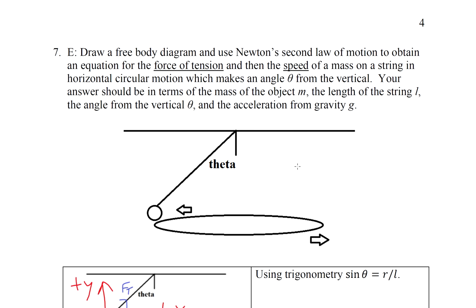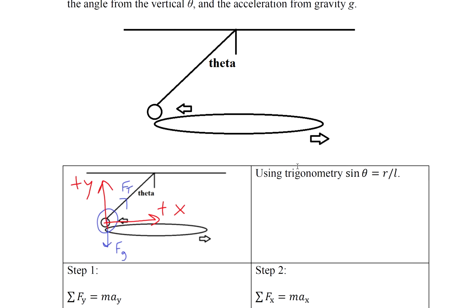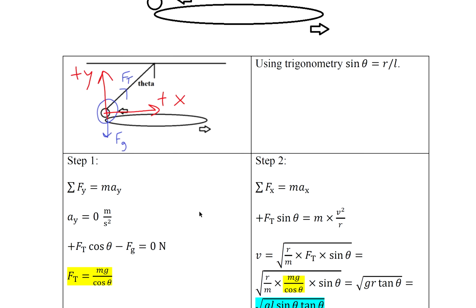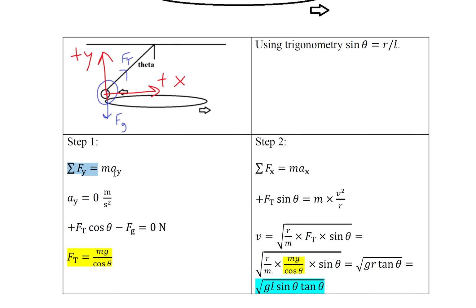Question 7. Draw a free body diagram and use Newton's second law of motion to obtain an equation for the force of tension and then the speed of a mass on a string in horizontal circular motion, which makes an angle theta from the vertical. So imagine this object is moving in a horizontal circle. Step 1, we're going to determine sigma F sub y equals ma sub y. Remember, circle the object, label the forces, put an x and y axis, and then use the equation F equals ma. So we know a sub y is 0 because the object is not jumping up and down.